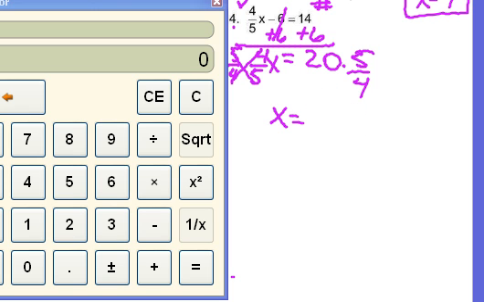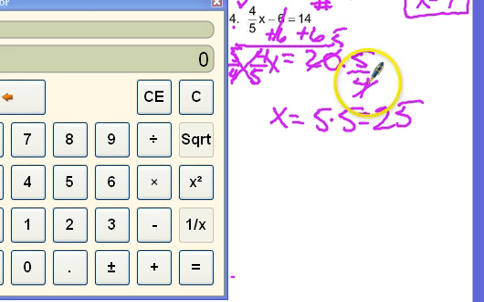Let's try again. 20 divided by 4 is actually 5. Times 5 is 25. Okay? Because this here gives you 5. Everybody okay with that? 20 divided by 4.